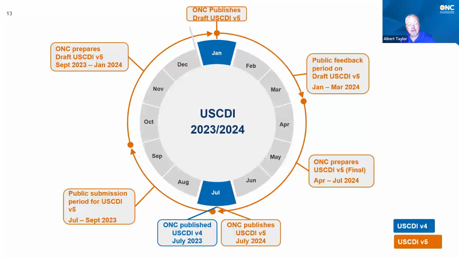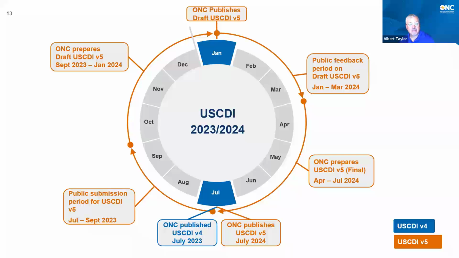We finished the submission and comment process on USCDI version 4 and published the final in July. But at the same time, we were collecting information on what ought to go into USCDI version 5. That includes submissions through our new data element request system and comments on data elements that were submitted for addition in the past, but not added to a previous version of USCDI. And so we reviewed those comments and those submissions, and we are now in the upper left corner of this cycle, or this quadrant of the circle, working on what is going to go into draft V5.